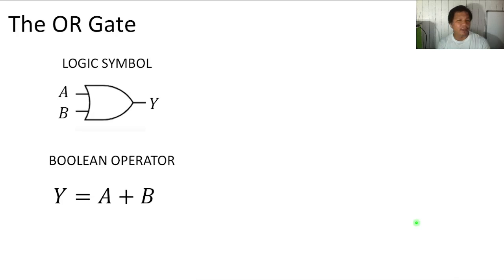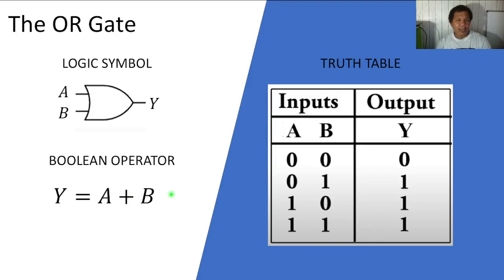Now, let's discuss the OR gate. For the OR gate, you have here A and B as the input and Y as your output. So here is the Boolean operator as what we have discussed a while ago. That is just A plus B. Now, if we will be creating a truth table here, the first thing that you should do is to create columns for the inputs and the output. Now it so happens that there is only one output here, but it is also possible that you have multiple inputs and multiple outputs. That will be discussed later on once we reach combinational circuits.